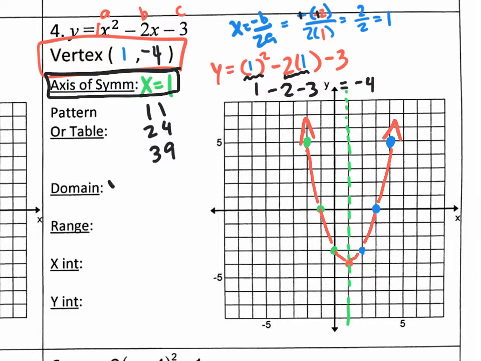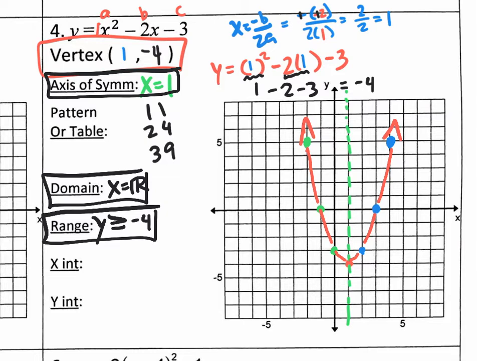Let's go for the domain. X equals all real numbers. Let's go for the range. Y is greater than or equal to, or less than or equal to? Greater than or equal to, because it's opening up, and it's greater than or equal to the y value of your vertex, which is negative 4.